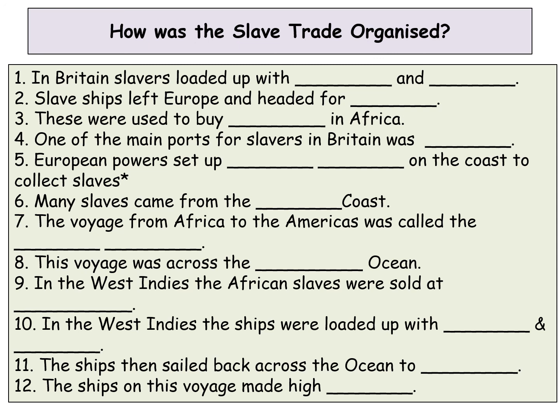In the West Indies, the African slaves were sold at what? In the West Indies, the ships were loaded up with what? Name 2 things. The ships were then sailed back across the ocean to, where are they going? And the ships on this voyage made high what? So decide what the fill in the blanks are and put it up onto the team.